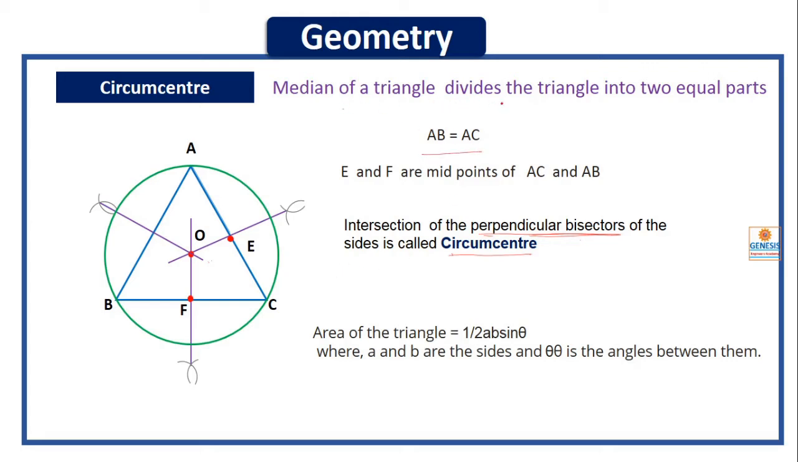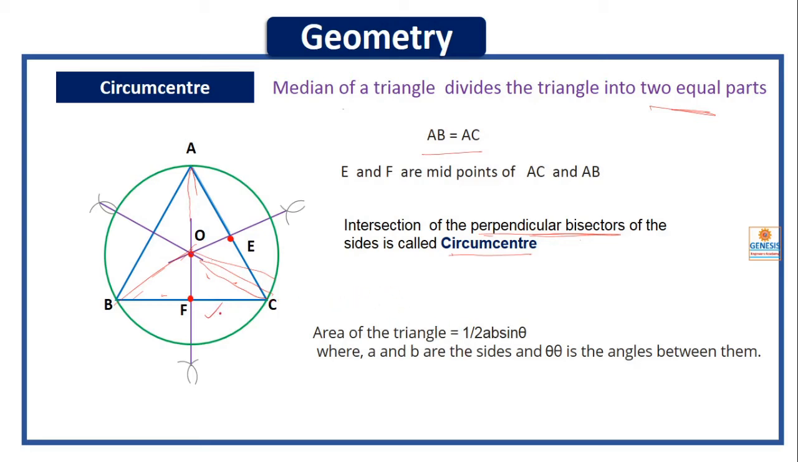So you can also use the property that a median of a triangle divides the triangle into two parts. If you join this, AF is the median, AE is the median, and this is the median of that one. So this median divides ABC into two equal parts. Then ABF is equal to AFC. So this property can be used.